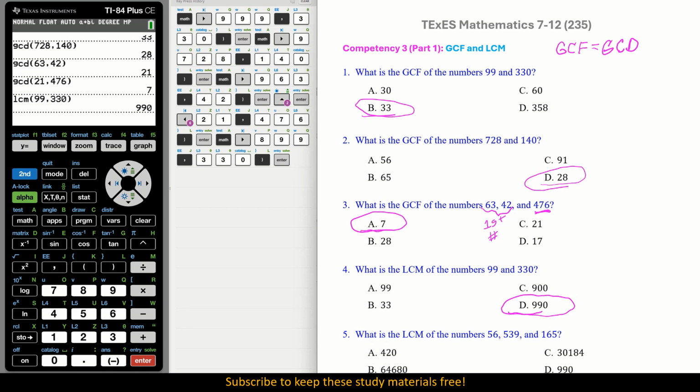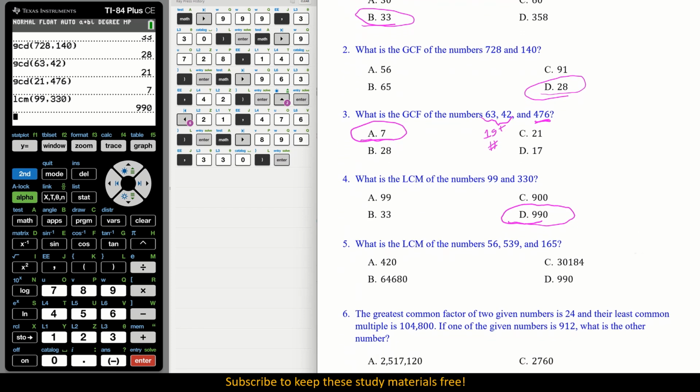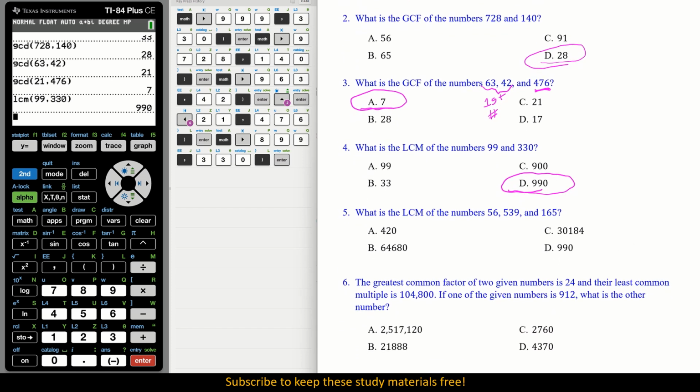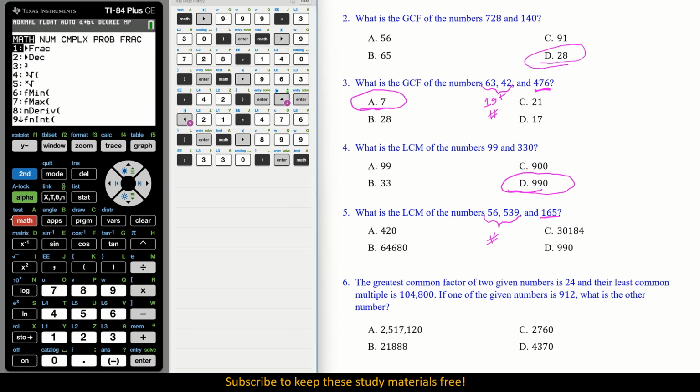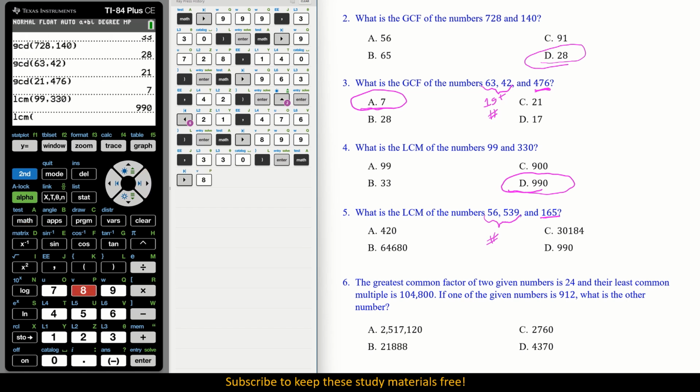All right, so let's look at three numbers in number 5. Okay, that's all they want. They've just added a third number. Well, you do the same operation. So we're going to do these two first to find the LCM. And then we take this number and we put it with the final number. Okay, so let's do that. Math, arrow over to number, and then we want 8. Okay, so first we have 56, comma, and 539, close, parentheses, enter. So that's our first value.